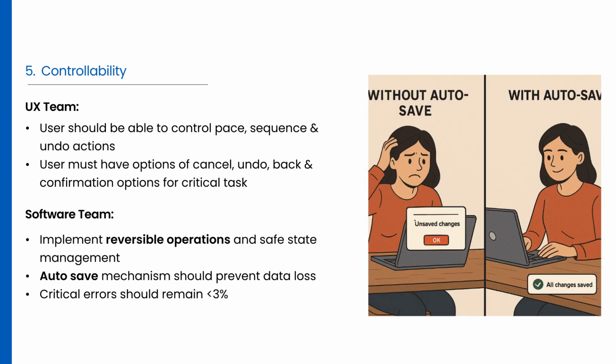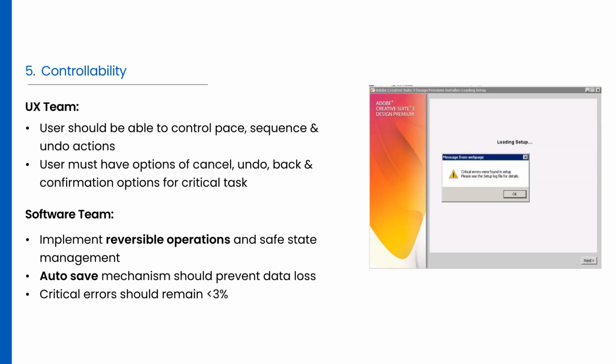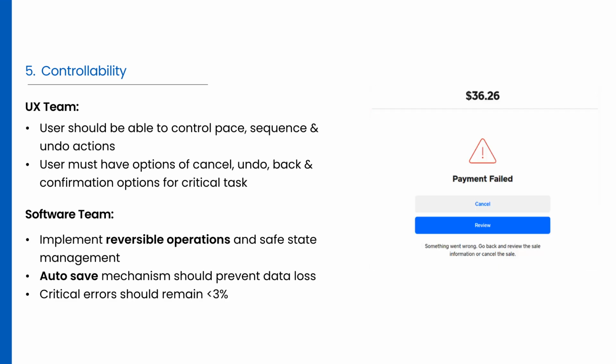The software team must implement reversible operations and maintain safe system states. Autosave must be enabled to prevent data loss, such as saving form data automatically. Critical errors must remain below 3%. A critical error is a mistake that prevents the user from completing a task, and recovery must be possible so users can continue their task without starting over. To check critical errors, track logs, error events, and failed transactions. For example, when a payment API fails or the app crashes during checkout, the user cannot complete the order, so it is a critical error.